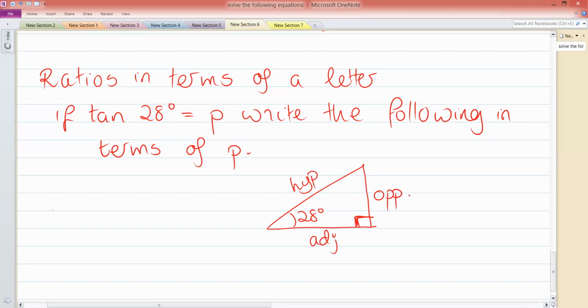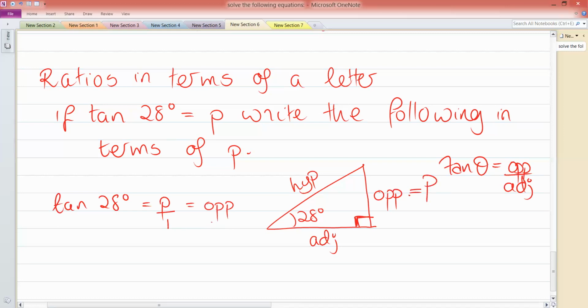So when they give you tan 28 degrees is equal to P, the P can be written as a fraction by writing it as P over 1. Remember, tan theta is equal to the opposite side over the adjacent side. So what's the opposite side here? The length of the opposite side is actually equal to P.